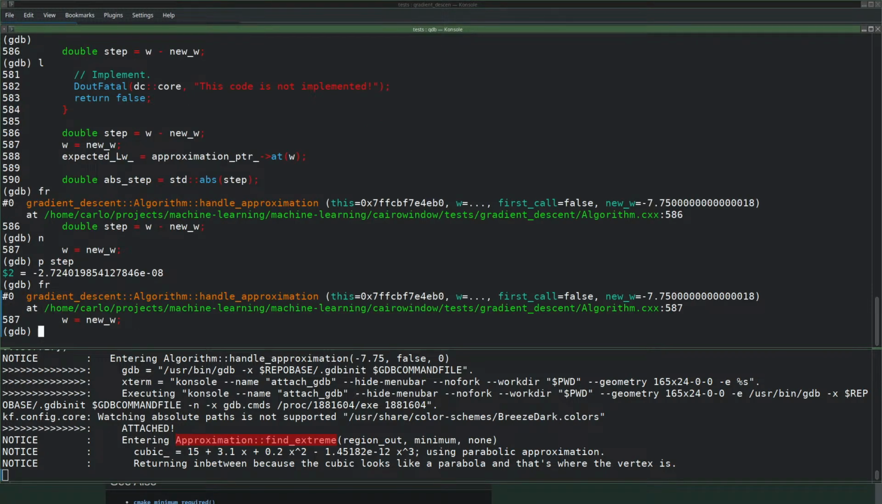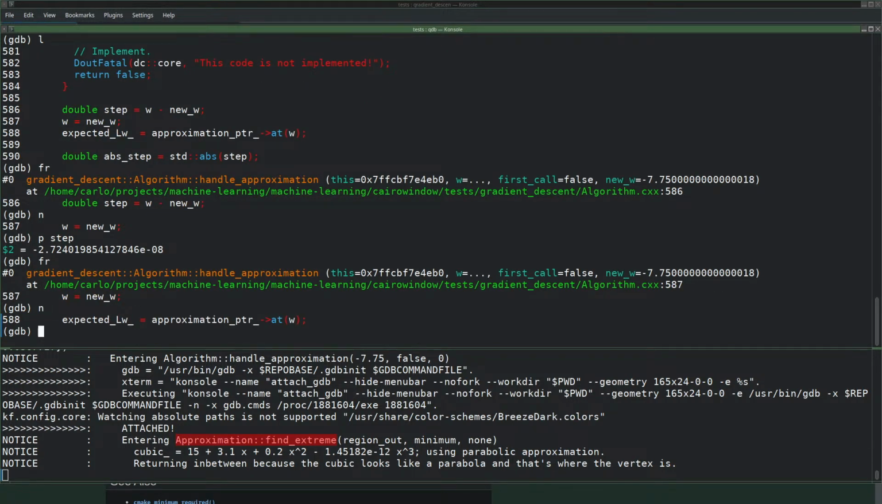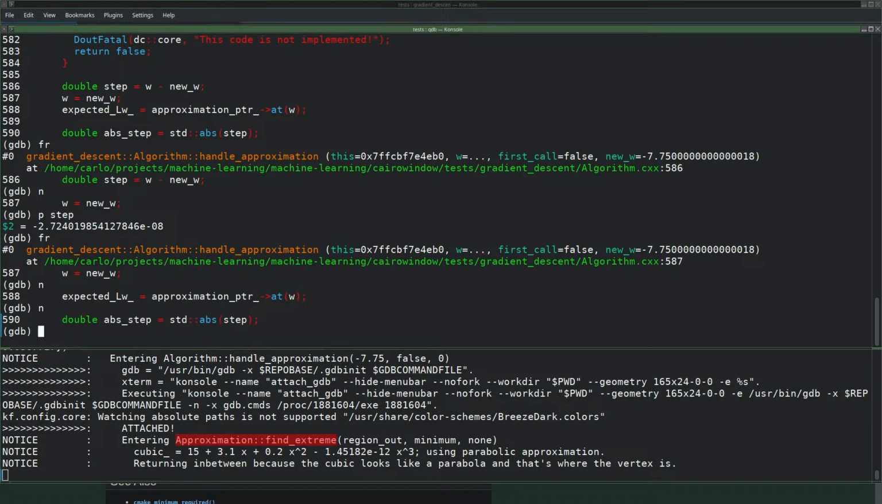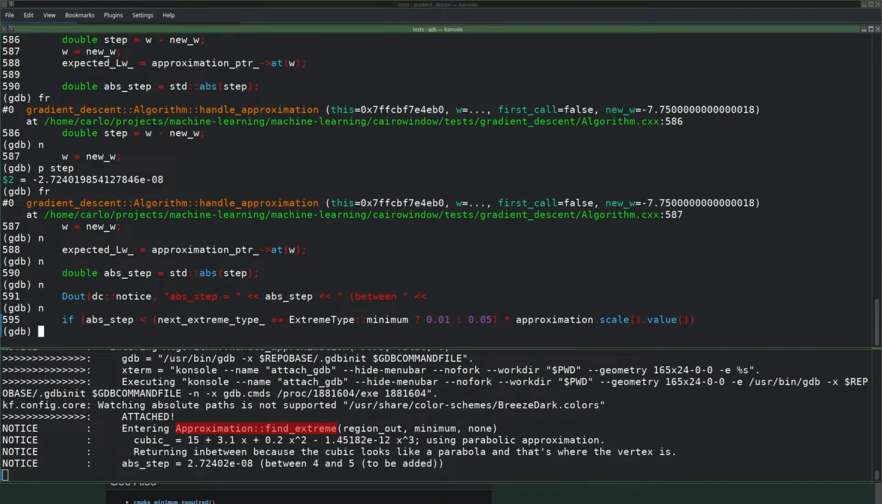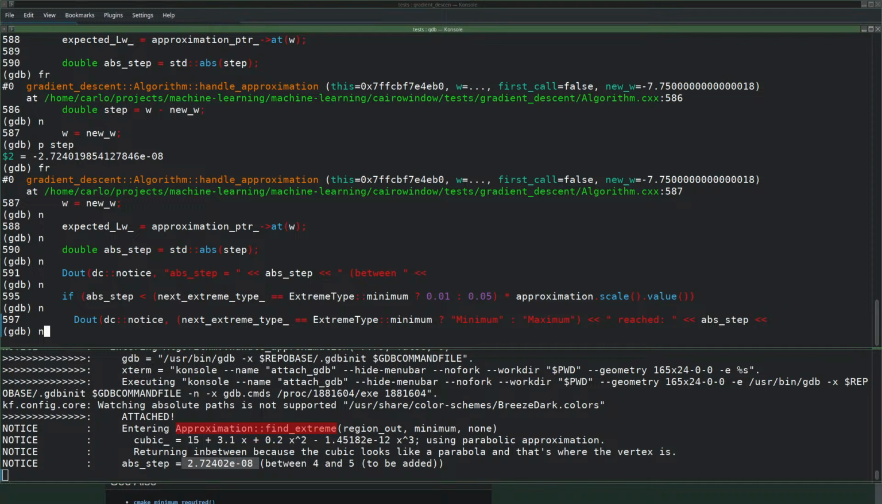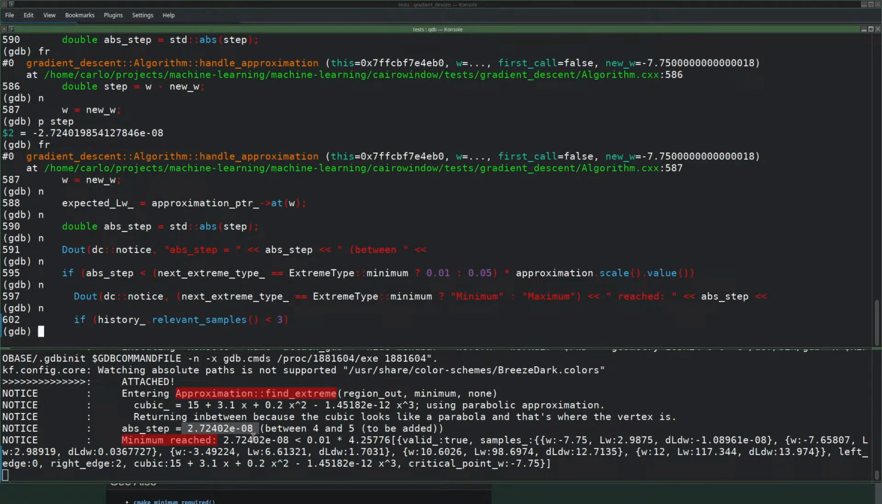Where's my keyboard? Design it. Expected LW. Ah, there it is. Indeed. So we take the absolute value of the step taken. Print it. It's very small. And then based on that, we decide that we reach the minimum, sorry. So the next extreme type is a minimum still. Therefore, you want 5 times more accuracy. But we have that anyway. So now it prints the minimum reached.